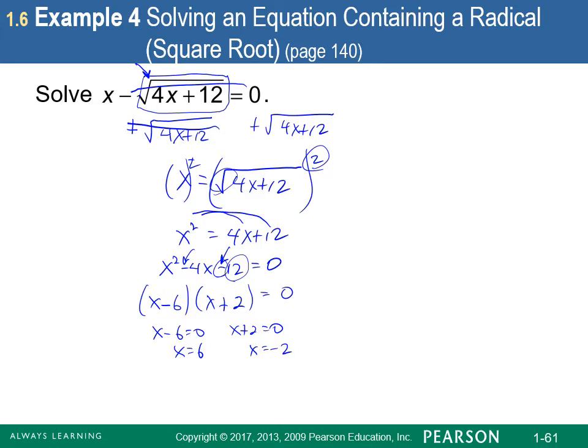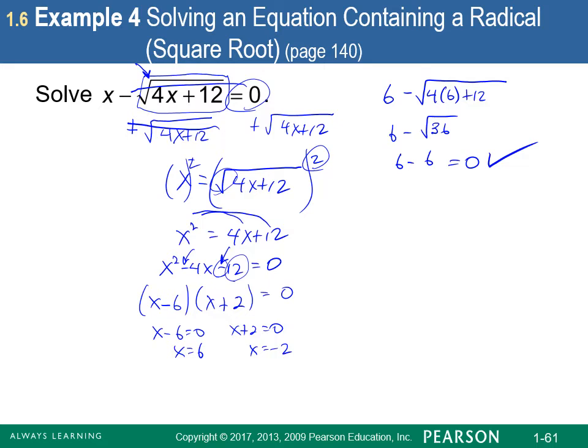Now, in doing the square roots, we really do need to check our square roots and see if everything is working. So, if we use a 6 in place of the x, we get 6 minus the square root of 4 times 6 plus 12. Now, 4 times 6 is 24, and 24 plus 12 is 36. Square root of 36 is 6. 6 minus 6 is indeed equal to 0, so that checks.